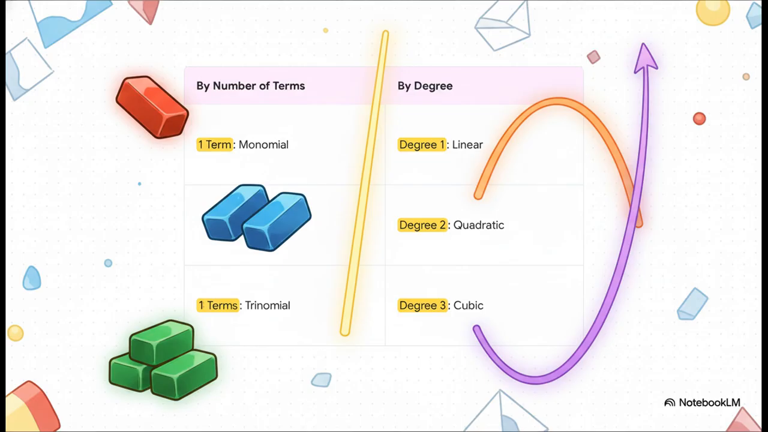First, we can classify them by the number of bricks, the number of terms. If it has 1 term, it's a monomial. 2 terms, it's a binomial. 3, it's a trinomial. Easy enough. Or we can classify them by their height or their degree. A degree of 1 is called linear, degree 2 is quadratic, and degree 3 is cubic.